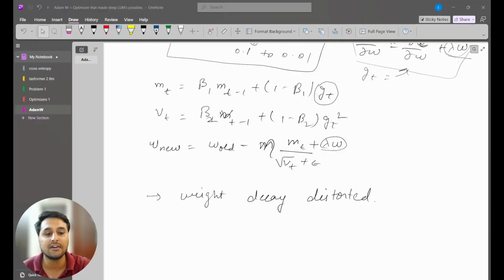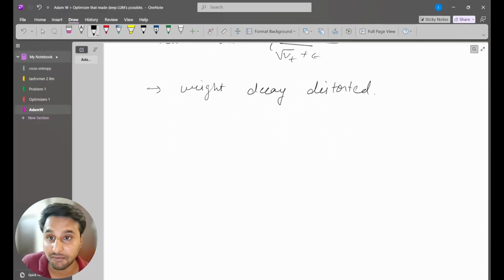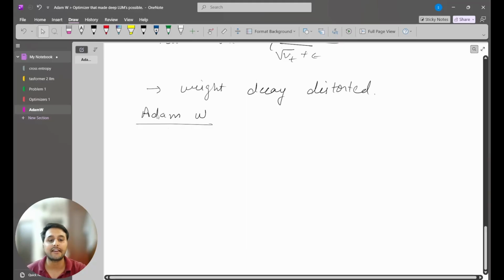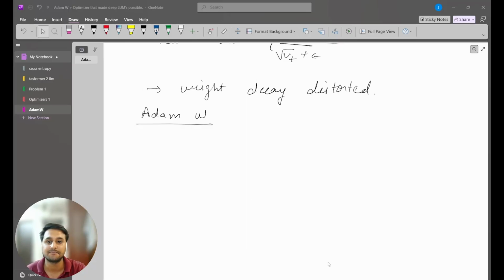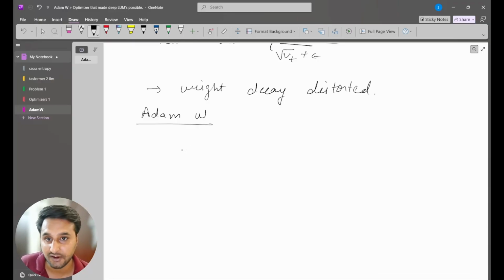Now coming to the topic of today's video, that is AdamW, the fix. So what exactly did AdamW do? The fix is elegant. Instead of mixing weight decay into the gradient, which then gets adapted, it is applied directly to the weights after the Adam update. Let me tell you more simply with the equation so that you can understand.